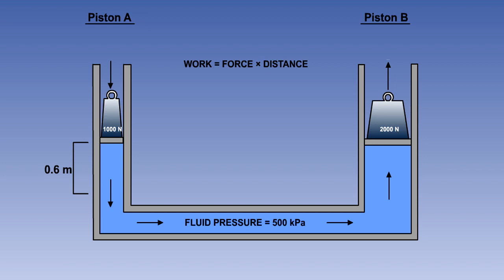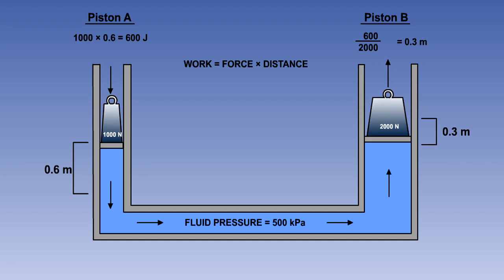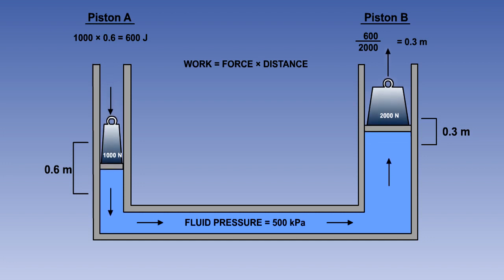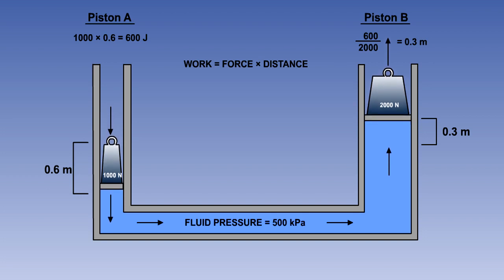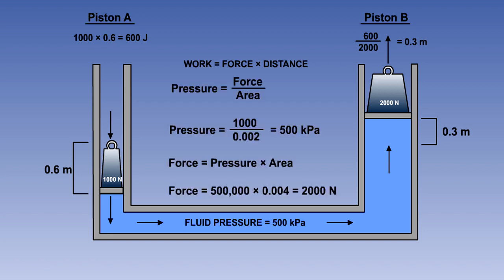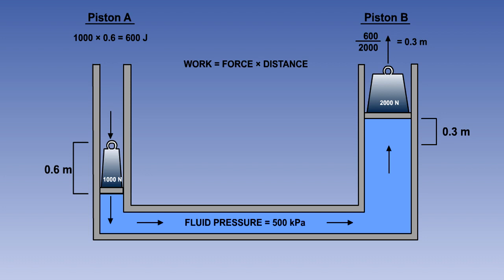If we now move piston A down 0.6 meters, then the work done, force multiplied by distance, will be 1000 multiplied by 0.6, which is 600 joules. Ignoring any losses due to friction, the same amount of work must be done on piston B, so it must move up 600 divided by 2000, which is 0.3 meters. We can see from this that for a given system pressure, the force produced will be directly proportional to the piston area, and the distance moved by the piston will be inversely proportional to the piston area.